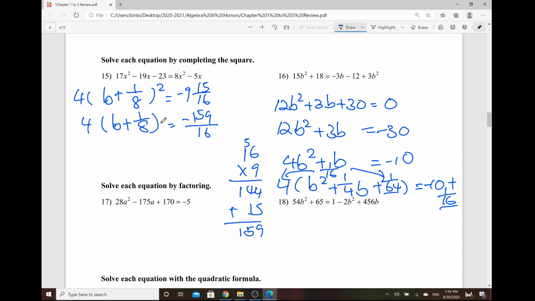By the time that you solve for this, okay, excuse me for a second. In order to solve for this, we take the square root. But before you take the square root, don't you want to divide it by 4 first? So divide by 4, or multiply by 1/4 on both sides. So we do have negative 159 over 64. So we do have b plus 1/8 quantity squared.